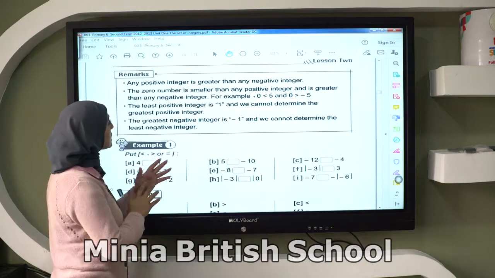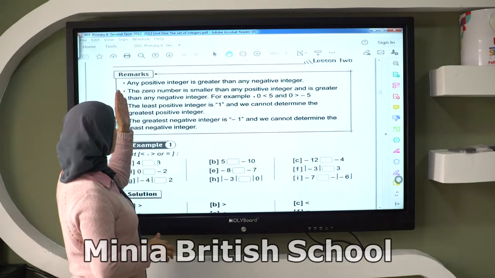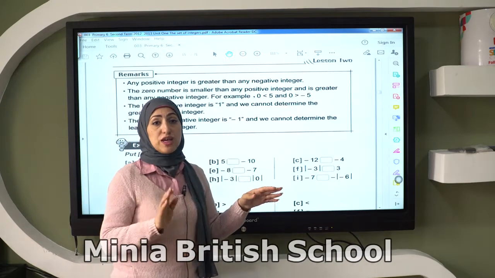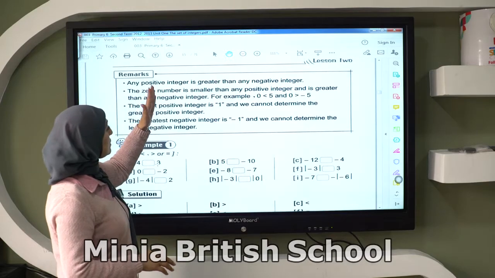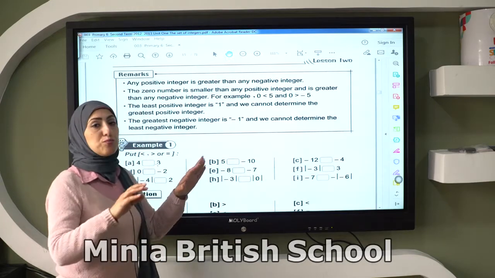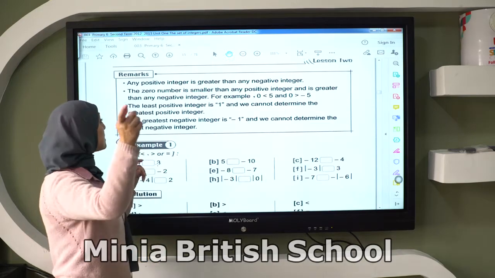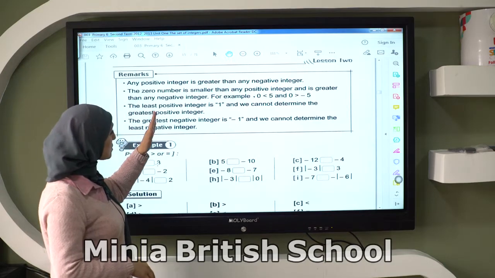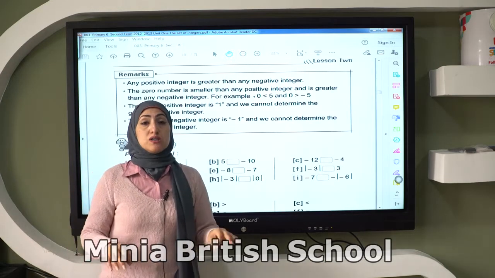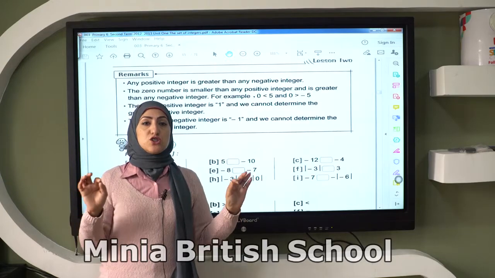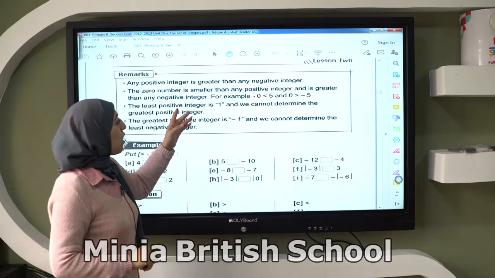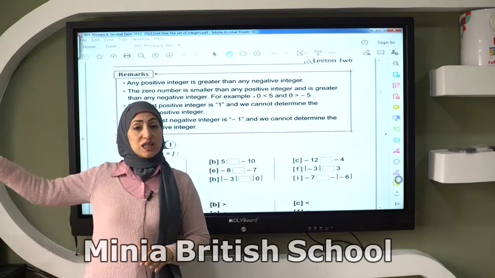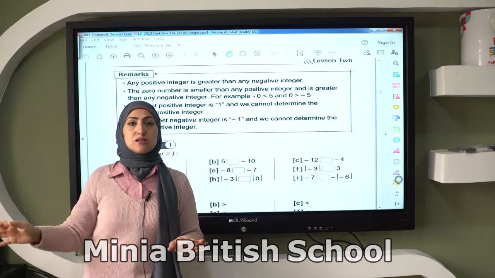Let's see here the remarks. As I said, any positive integer is greater than any negative integer. The 0 number is smaller than any positive integer and is greater than any negative integer. The least positive integer is 1. The smallest positive integer is 1. We cannot determine the greatest positive integer because it's infinite. I don't know what is the greatest positive integer.